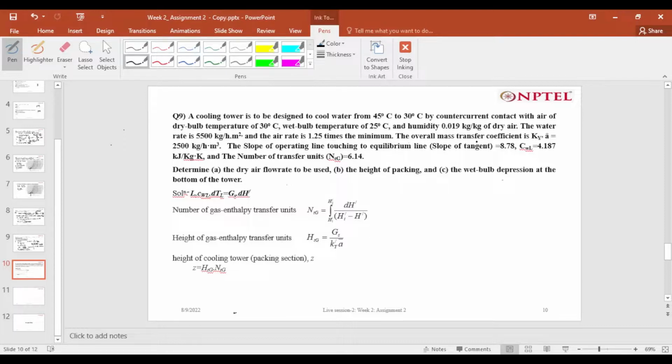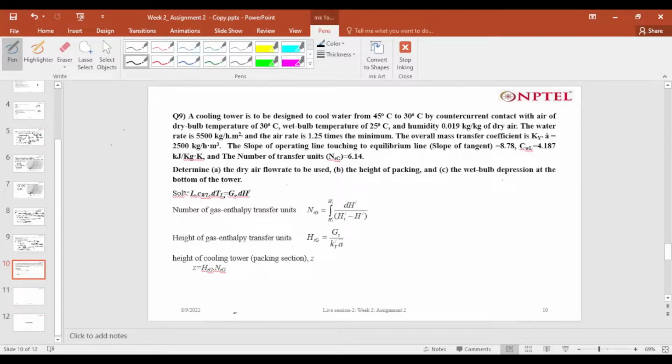The overall mass transfer coefficient is given as 2500 kg per meter cube per hour. The slope of the operating line touching the equilibrium line, slope of the tangent, is 8.78, and the heat capacity of water is given as 4.187 kilojoule per kg per Kelvin. The number of transfer units is given, NTU equal to 6.14. Determine A, the dry air flow rate to be used, B, the height of the packing, and C, the wet bulb depression at the bottom of the tower. Some of the equations are given to solve this.